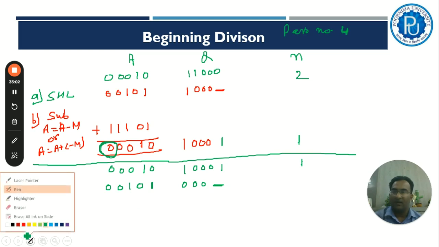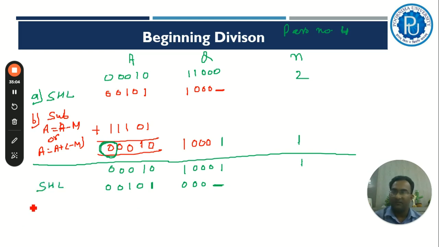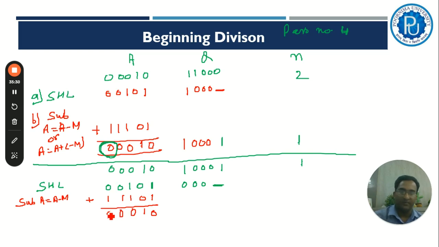Now we are having a subtraction. So we will subtract M from A. We are performing A equals A minus M. That means we are adding minus M to the accumulator: 1 1 1 0 1. So 1 and 1 is 0, 1 is carry. 1 1 and 1 is 0, 1 is carry. 1 and 1 is 0, 1 is carry. 1 and 1 is 0 there. Okay, this is after doing the subtraction.